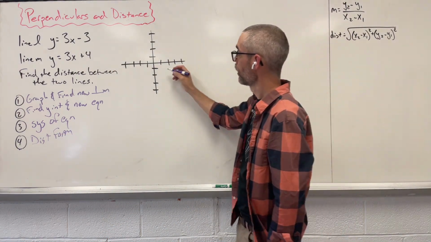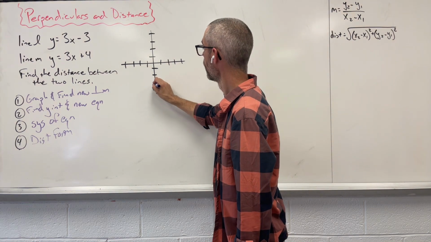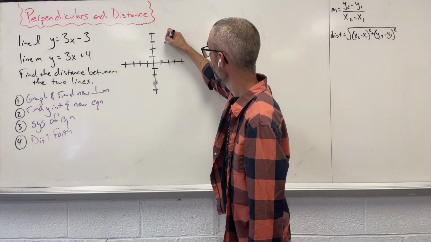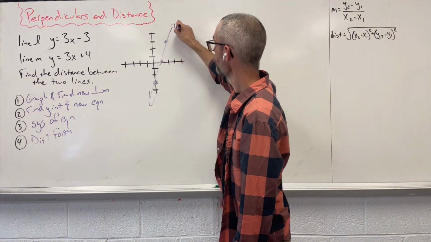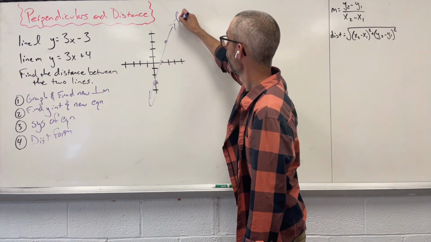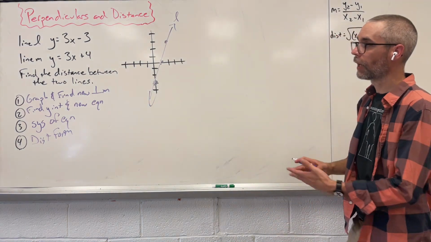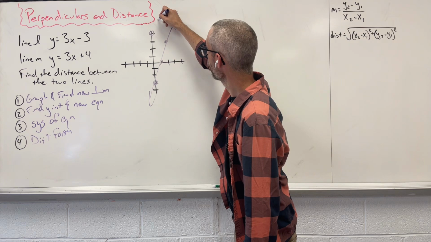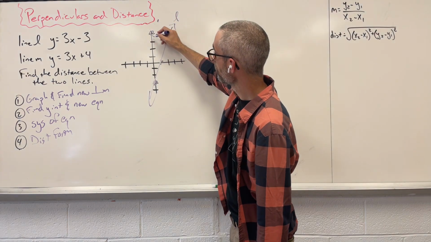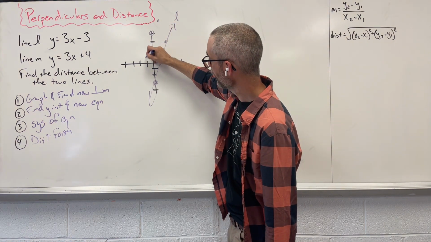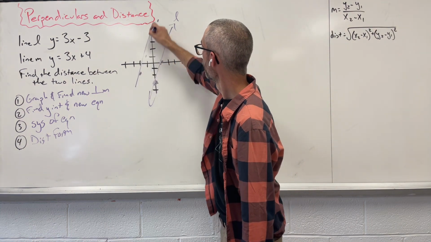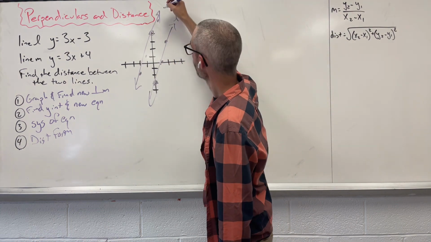Let's plot first. Down 3, we're going to go up 3 over 1, up 3 over 1. There's one line. This is line L. Second line, line M, we're going to go up 4. We're going to go up 3 over 1 off our graph. We can go down and back, and we can do that one more time. And that is line M.